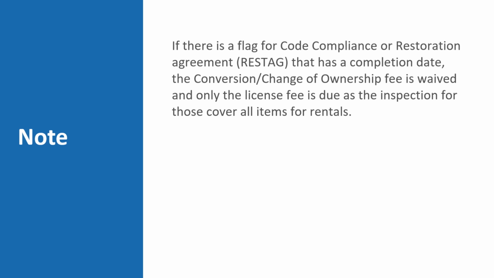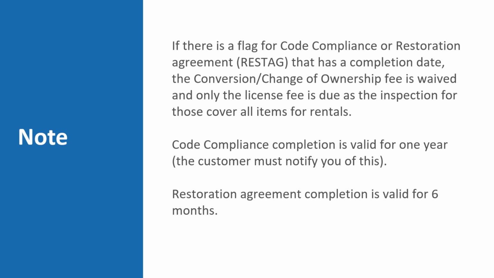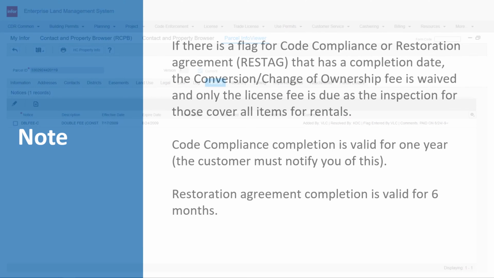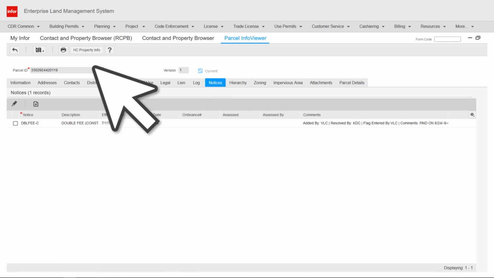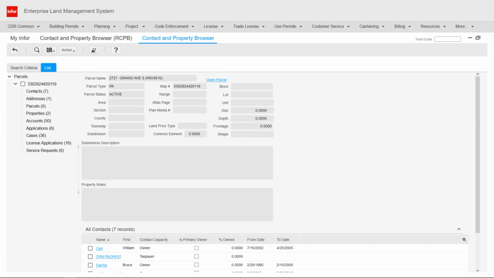There are a few things to note. First, if there is a flag for code compliance or restoration agreement that has a completion date, the conversion/change of ownership fee is waived and only the license fee is due, as the inspection for those cover all items for rentals. Second, code compliance completion is valid for 1 year, and the customer must notify you of this. And third, restoration agreement completion is valid for 6 months. Next, click the back arrow in the toolbar to close out of the rental license and go back to the Contact and Property Browser page.